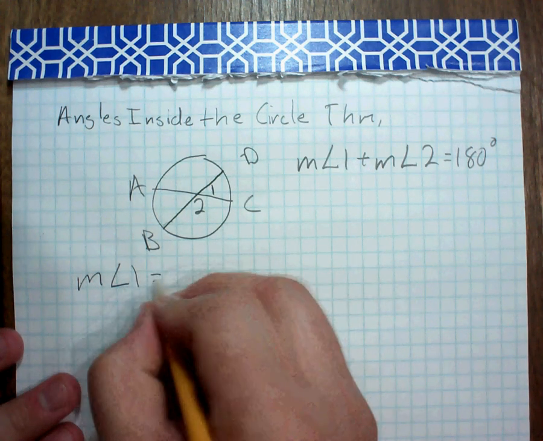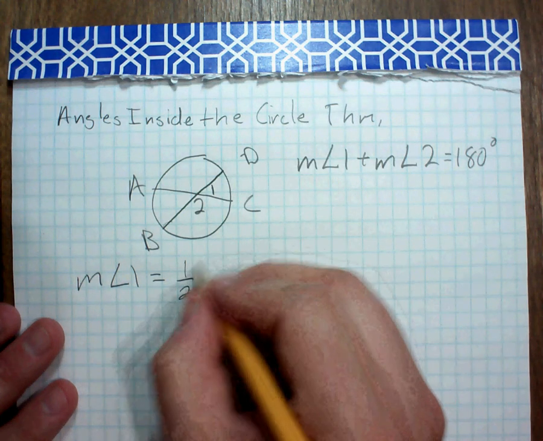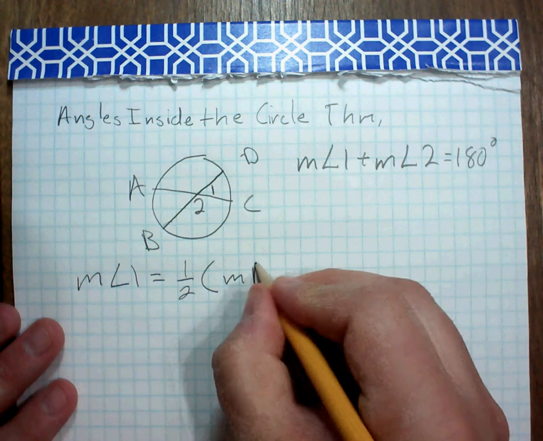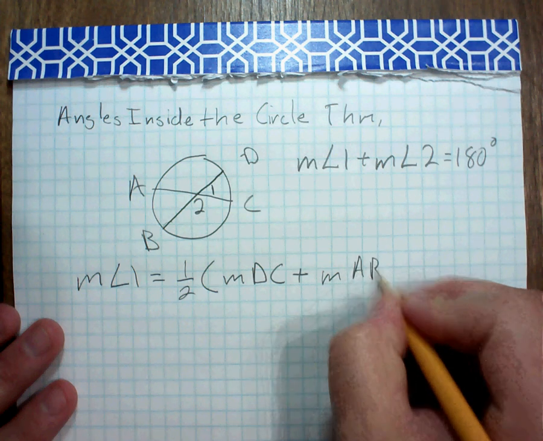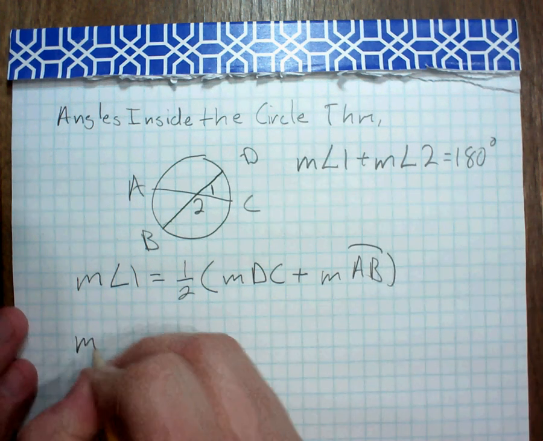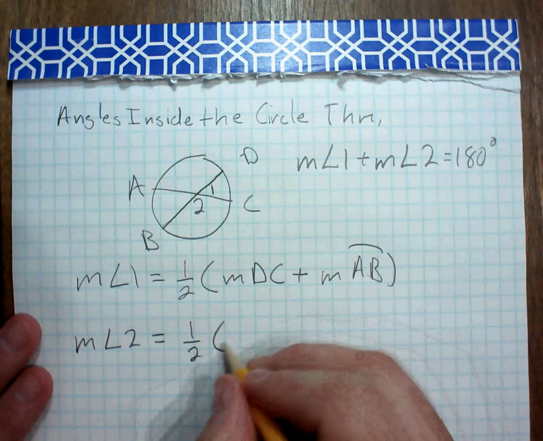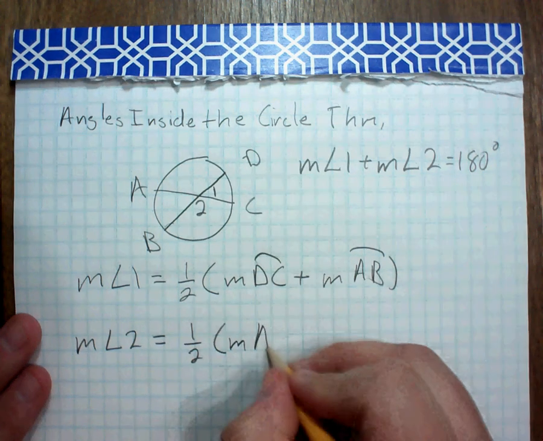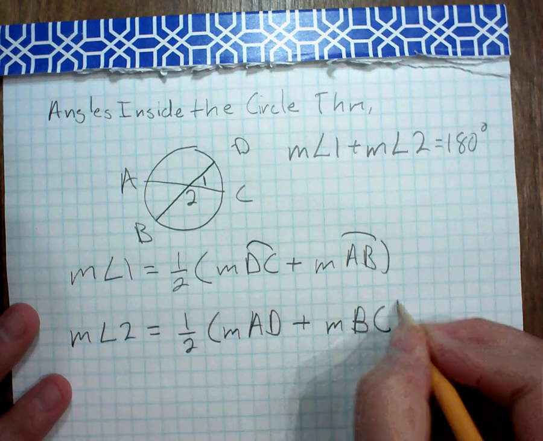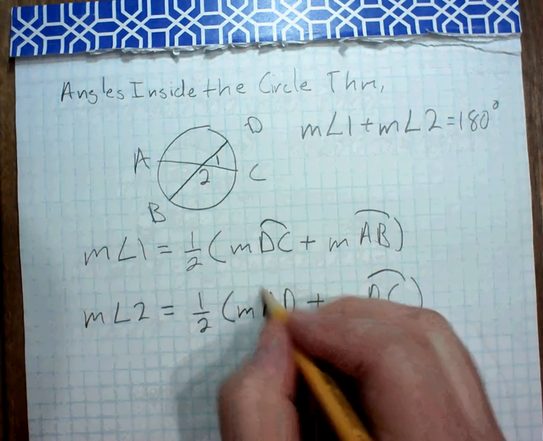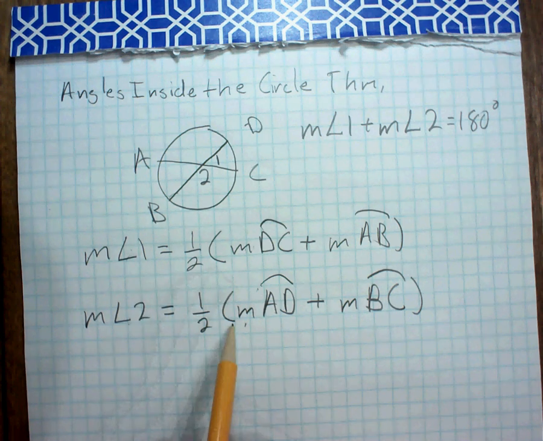And then from some of our previous information, what we know and we can derive is that the measure of angle 1 is equal to 1/2 times the measure of arc DC plus the measure of arc AB. Okay, and then the measure of angle 2 is equal to 1/2 times the measure of AD, A to D, plus the measure of BC, the arcs. So, and then again, if I add these two up, because these two equal 180, then these two would equal 180.